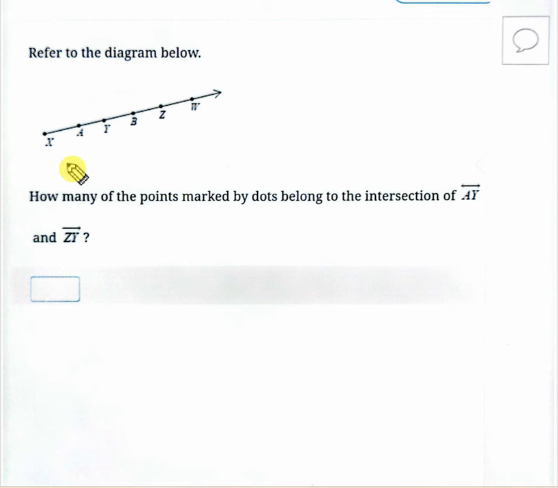This one, the opposite, how many points marked by dots intersection? That's the intersection. So AY is a line. AY is going to continue all of this, right? Everything. And then there is ZY. ZY is Z and Y. It's all of that, right? So it's going to be all of this point. So that is 5 points. You can count them: Z, B, Y, A, X. That's the intersection. Okay, so it's going to be all of that.